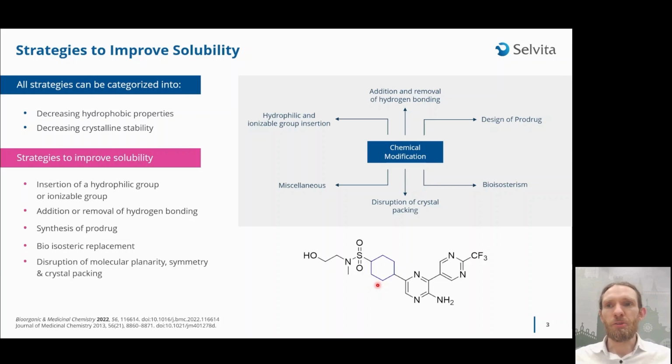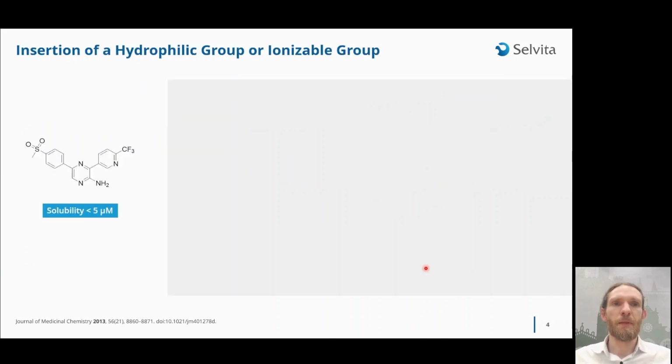If we are talking about disruption of molecular planarity and symmetry, then we can, most generally, increase the sp3 fraction of our molecule through, for example, changing the benzene into cyclohexane, or introduction of an ortho substituent that will disrupt the planarity of the bi-aromatic biphenyl system.